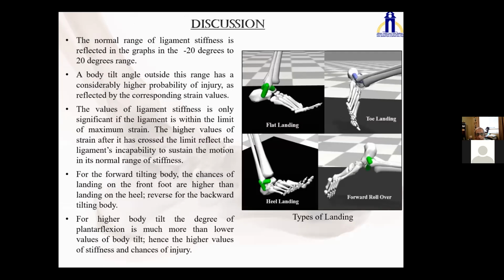The normal range of ligament stiffness is reflected in the graphs as the -20 degree to +20 degree range. A body tilt angle outside this range has a considerably higher probability of injury, as reflected by the corresponding strain values. Also, the values of ligament stiffness are only valid if the ligament is within the limit of maximum strain. Also, we have seen that for a forward tilting body, the chances of landing on the front foot are higher than landing on the heel. This is reverse for the backward tilting body. For a higher body tilt angle, the degree of plantarflexion is much more than for lower values of body tilt. Hence, the values of stiffness are higher and the chances of injury are also higher.